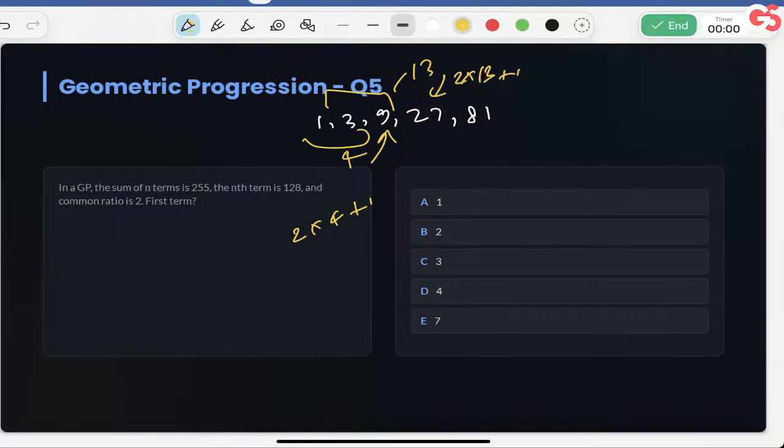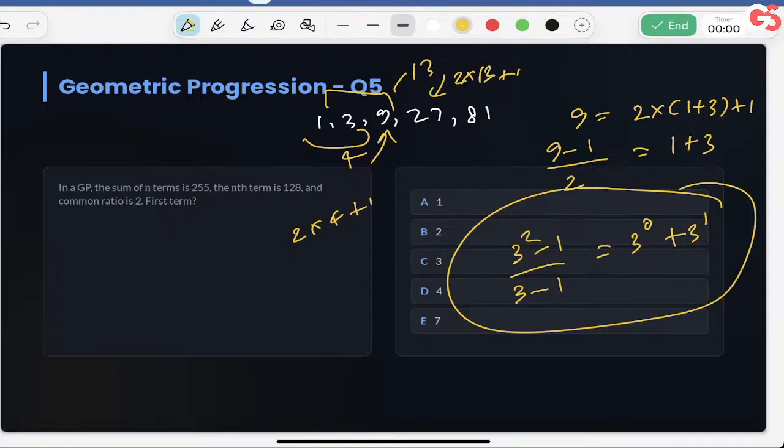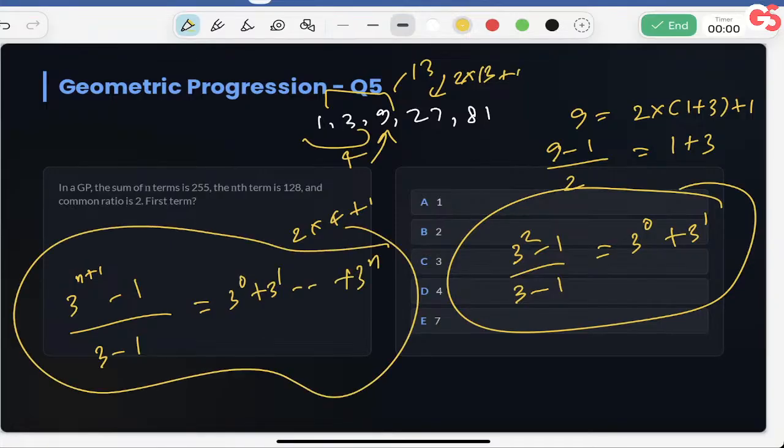तो अगर उल्टा लेके जाओ तो 9 क्या है? What is 9? It's 2 into (1 plus 3) plus 1, or I can also say 1 plus 3 is (9 minus 1) upon 2. This is the value of 1 plus 3. Or simply saying (3 square minus 1) upon (3 minus 1) is equal to 3 to the power 0 plus 3 to the power 1. See this pattern? So if I extend this pattern, I'll get (3 to the power n plus 1 minus 1) upon (3 minus 1) is equal to 3 to the power 0 plus 3 to the power 1 till 3 to the power n. Isn't it? See, I just showed you a pattern.